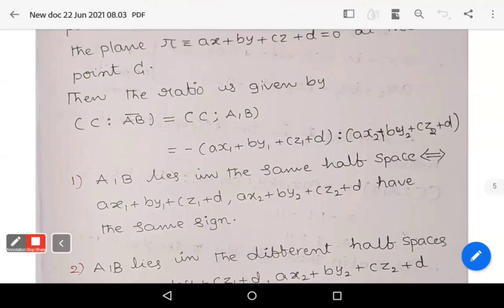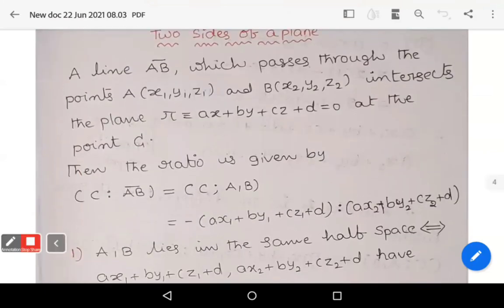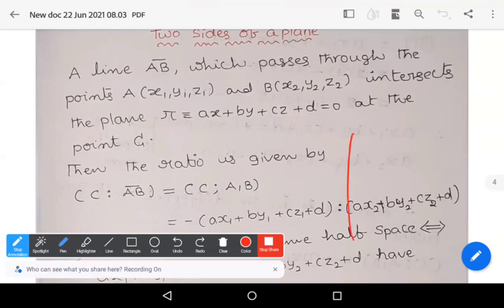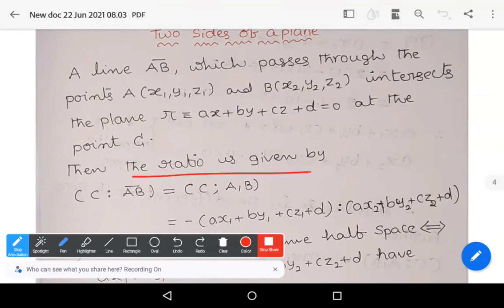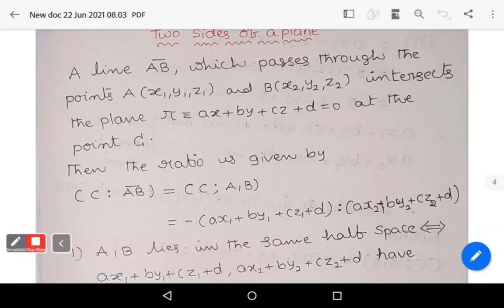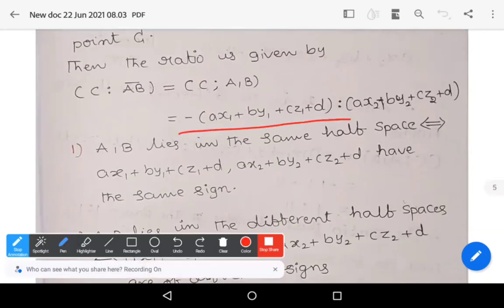Right, I repeat the part. Please observe that a line AB bar, which passes through the points A of x1, y1, z1 and B of x2, y2, z2, intersects the plane pi, ax plus by plus cz plus d equals 0, at the point C. Then the ratio in which the line segment is divided by the plane pi is given by minus of ax1 plus by1 plus cz1 plus d is to ax2 plus by2 plus cz2 plus d.